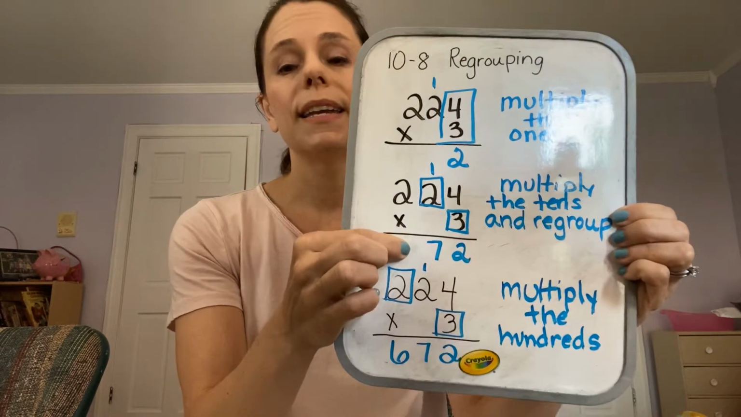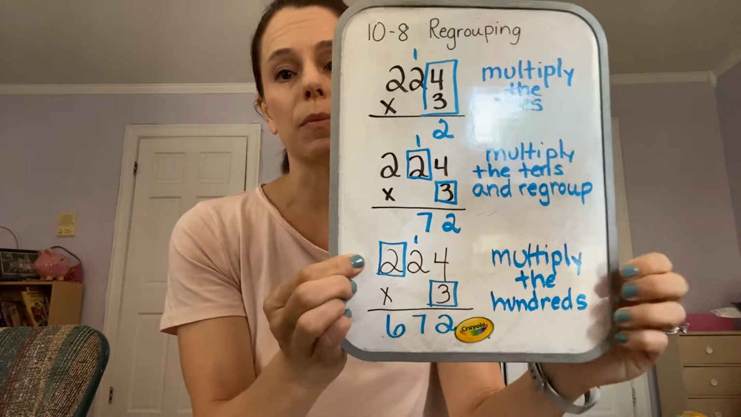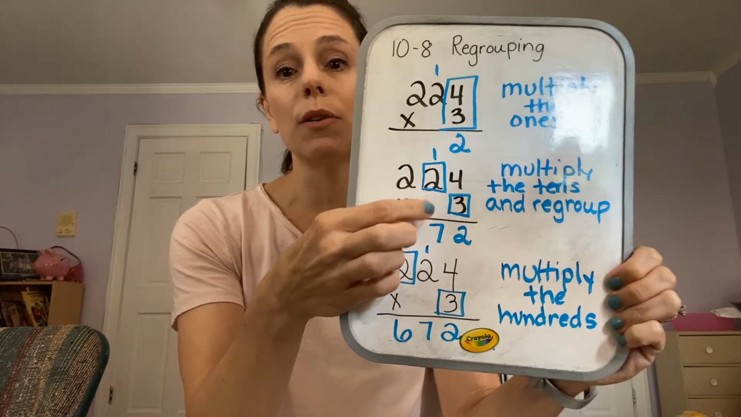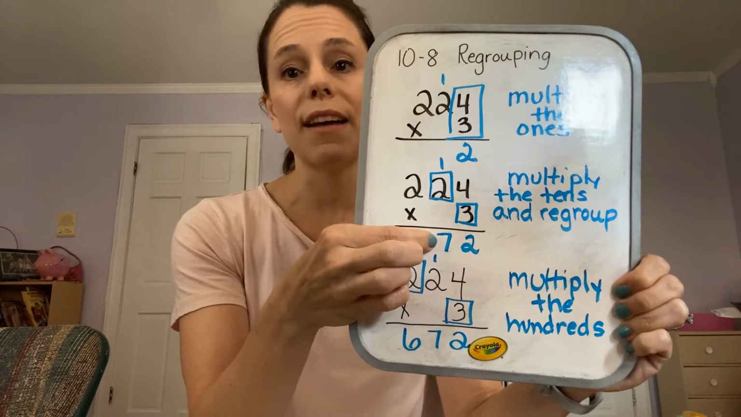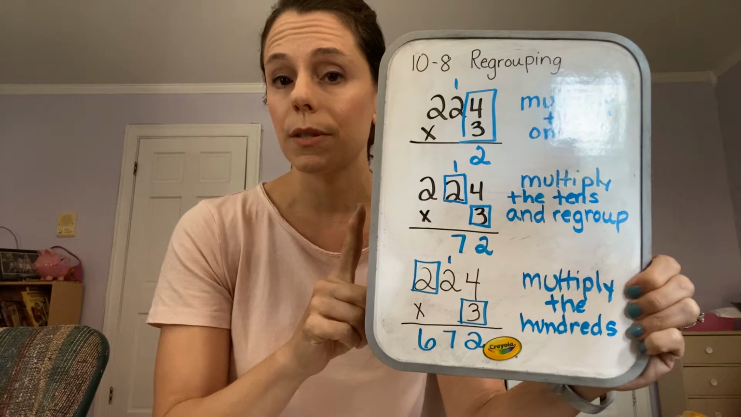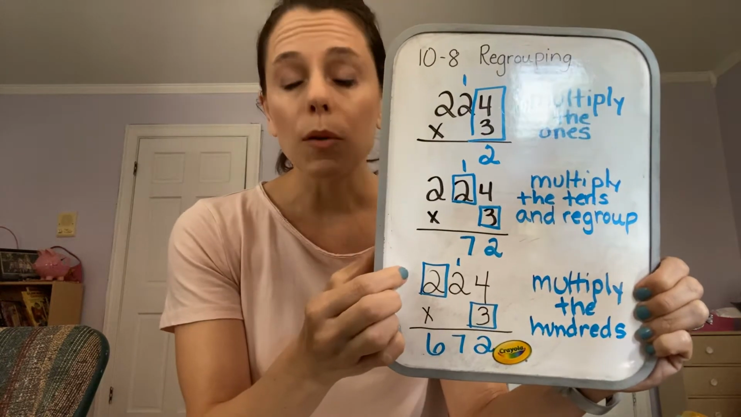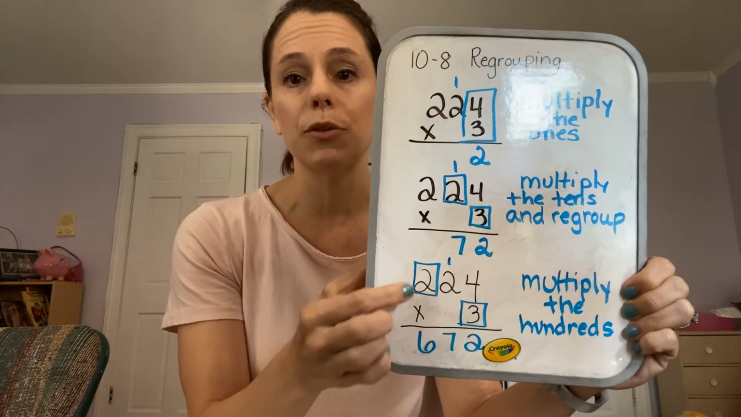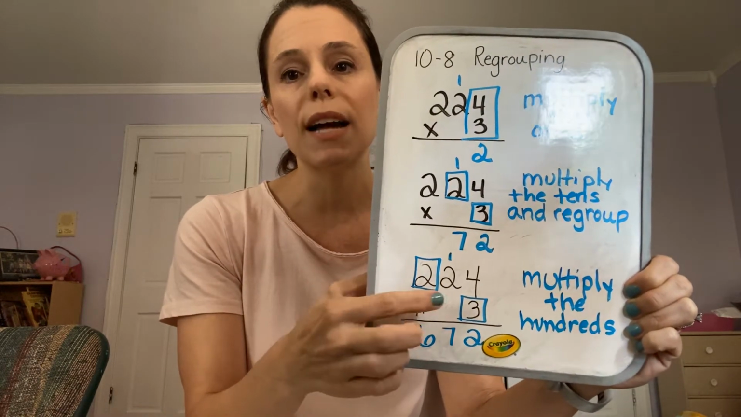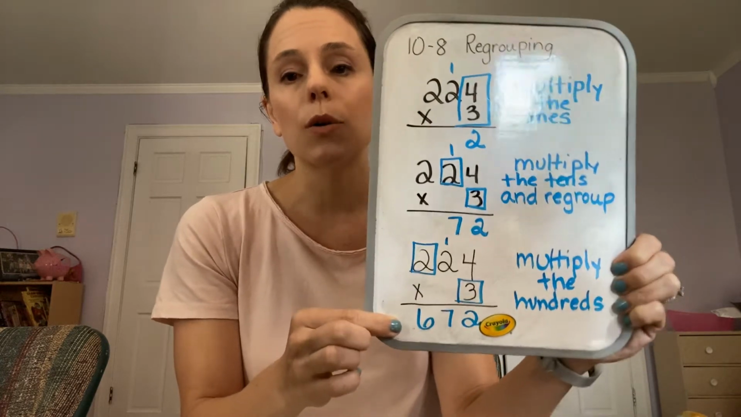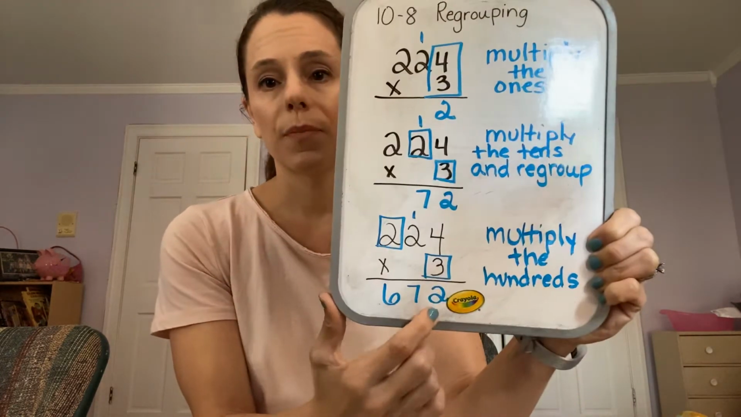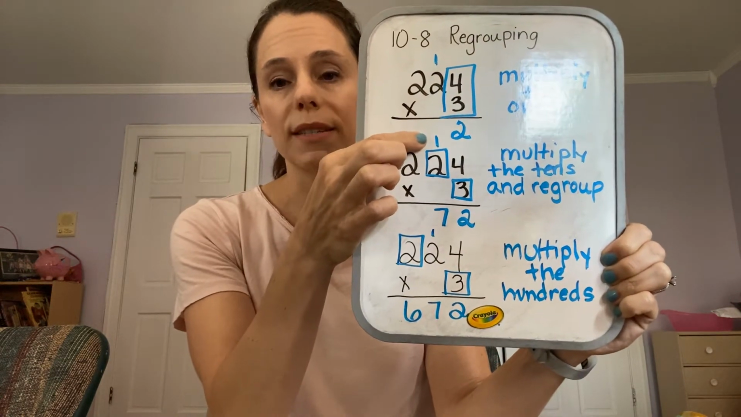All right? Now move down to the hundreds place. Multiply the hundreds place. The tens place didn't regroup. That 7 is a 7. You're not putting a 1 over there. You're only regrouping once. Okay? So multiply the hundreds place. 2 times 3. We just did that. What's 2 times 3? 2 times 3 is 6. So our answer is 672. And all you did was regroup once in the hundreds place.